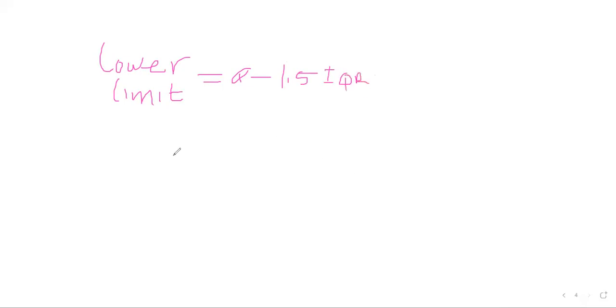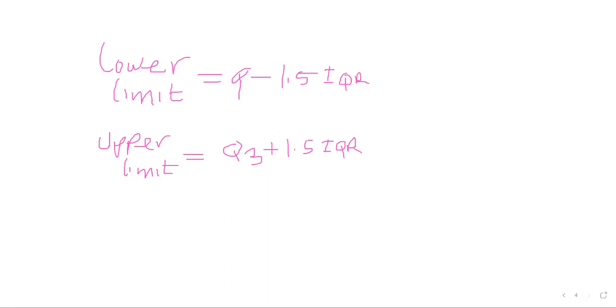Then getting down to the upper limit. Our upper limit is equal to Q3 plus 1.5 times the interquartile range. This is how we get the upper limit.